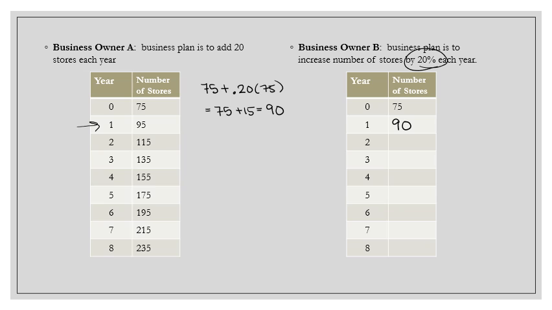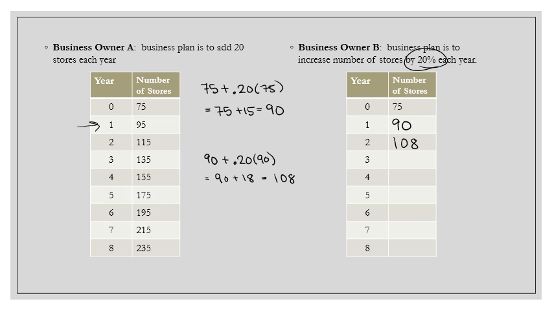Okay, so she's still going to start with 90 stores, and then she's going to add 20%. Okay, so she's starting with 90, and then she'll add 18 stores. This will bring her to 108. Okay, so still lower than her competition, who is at 115 stores.